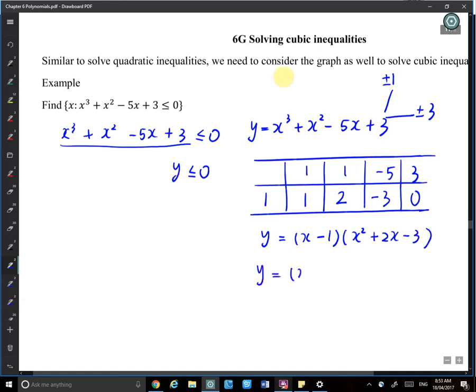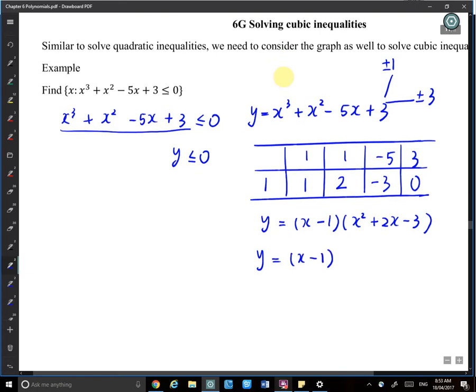Y equals x minus 1. I need two numbers that make minus 3 and add to a positive 2. One number needs to be negative, so it's negative 1 plus 3 gives me 2. So I have x minus 1 and x plus 3.